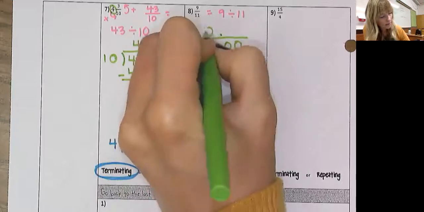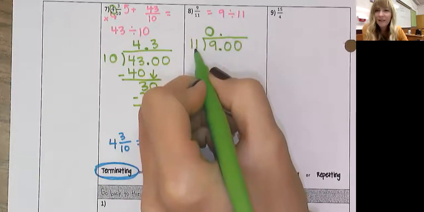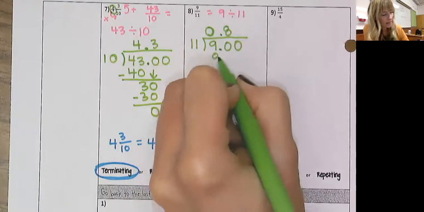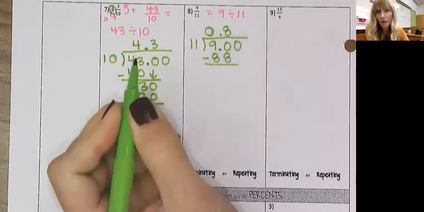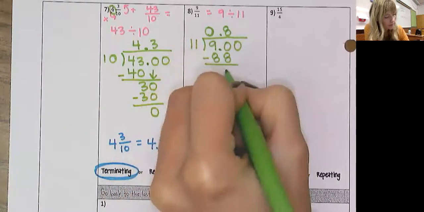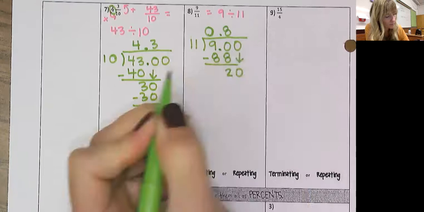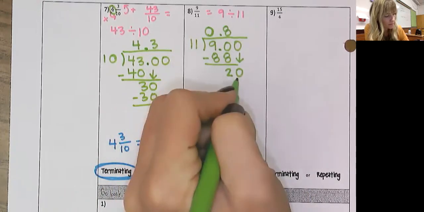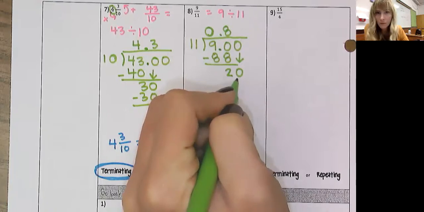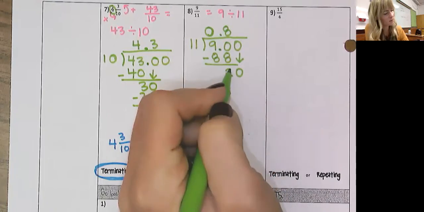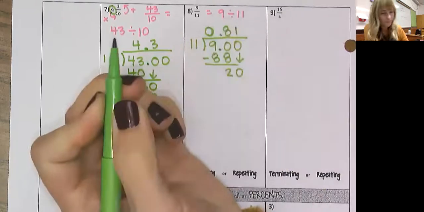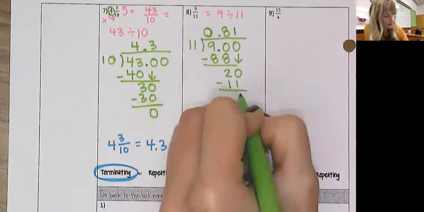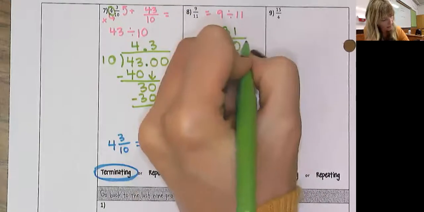11 goes into 9 0 times, so let's keep moving on. 11 into 90 is 8 times, because 8 times 11 is 88. That's the closest we get without going over, like Price is Right. Subtract and you get 2, bring down a 0. 11 into 20. Well, 2 would be 22. Oh, that's too big, so I can only go once, right? 1 times 11 is 11. Subtract and get 9. I'm not getting a remainder of 0, so I have to keep going a little bit.